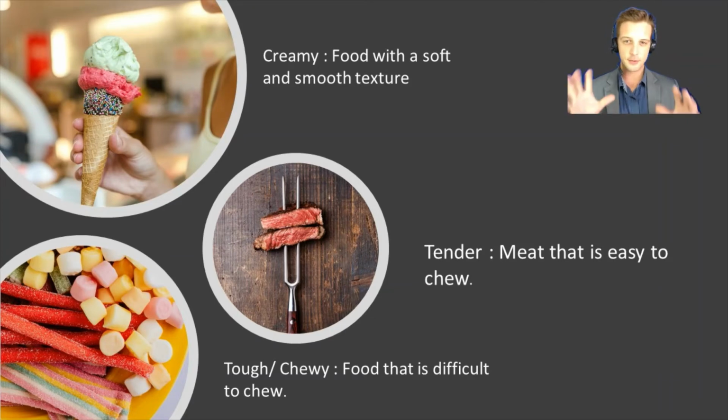Creamy describes food with a soft and smooth texture. In this example, I've added ice cream. It's cold and creamy. Then we've got the piece of meat, which I've added here as tender. So tender means something is soft and it's easy to chew. I know I've written here meat that is easy to chew, but we can refer to other things as tender as well. And then the sixth and final key word for today is tough or chewy.